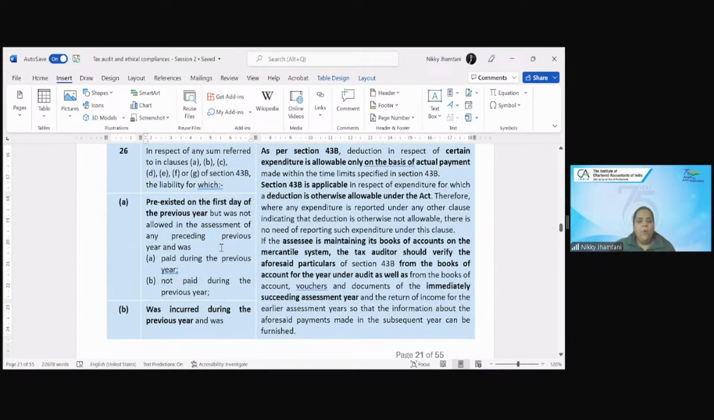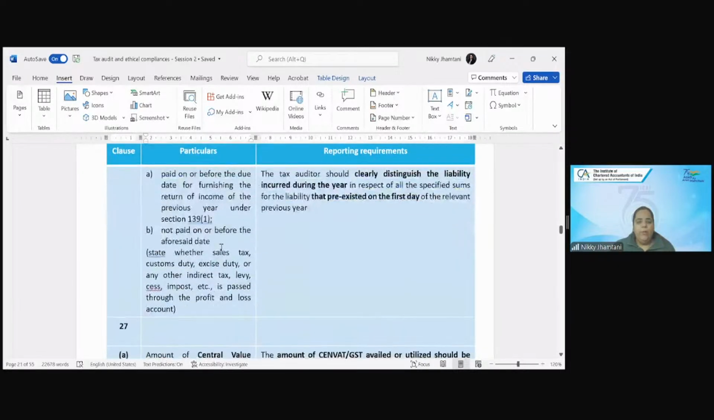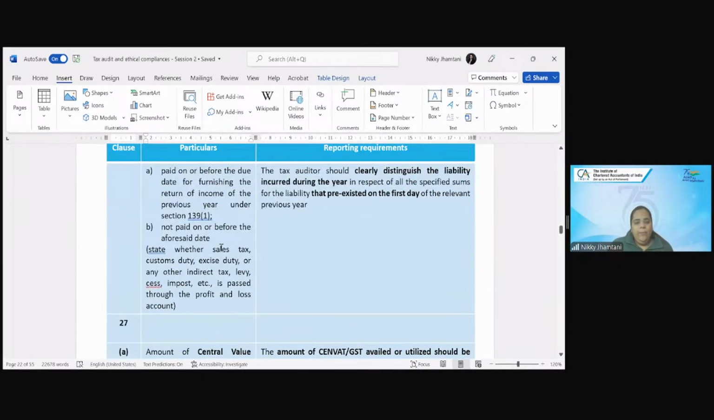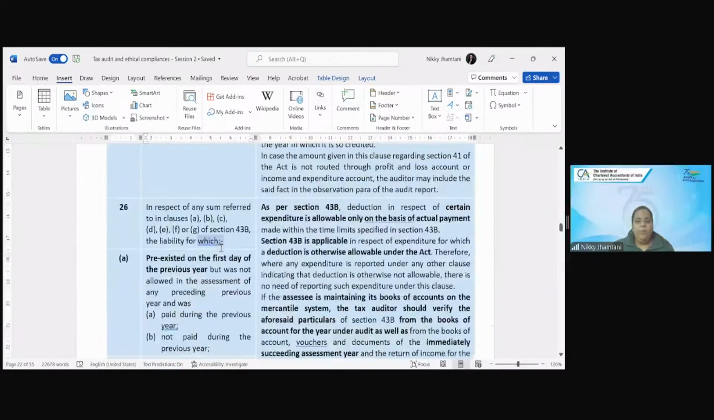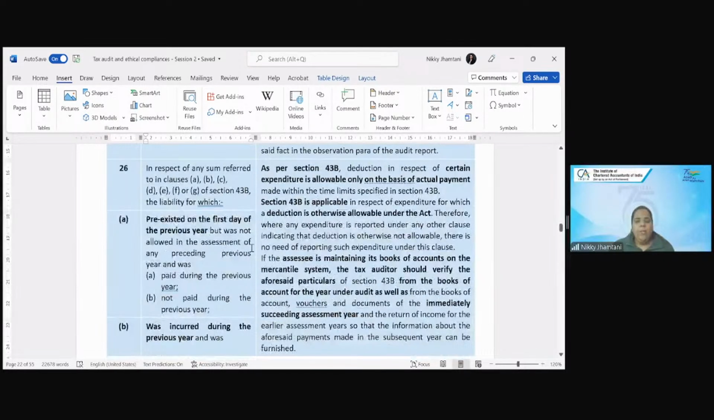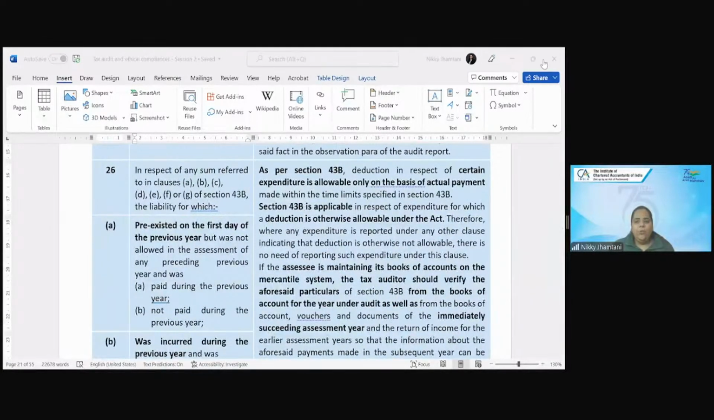Point B, was incurred during the previous year and was paid on or before the due date for furnishing the return under 139(1), not paid on or before the aforesaid date, state whether sales tax, custom duties, excise duty, or any other indirect tax, levy, cess, import, etc. is passed through the P&L account. So, what are the reporting requirements over here? As per section 43B, deduction in respect of certain expenditure is allowable on the basis of actual payment made within the time limit specified under 43B.